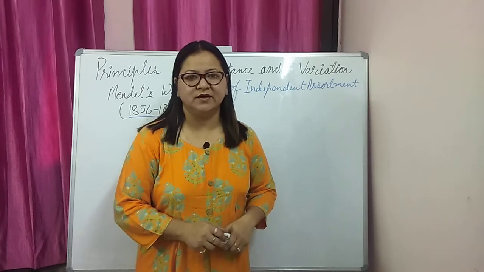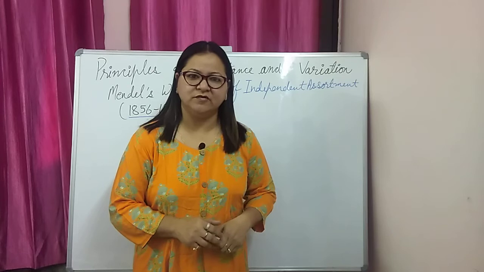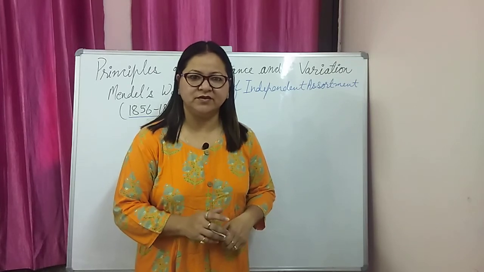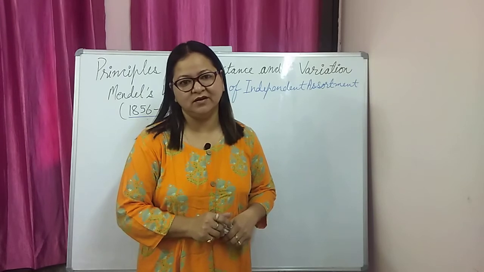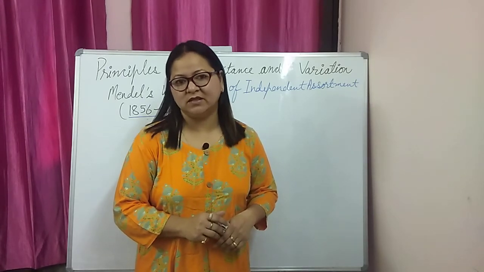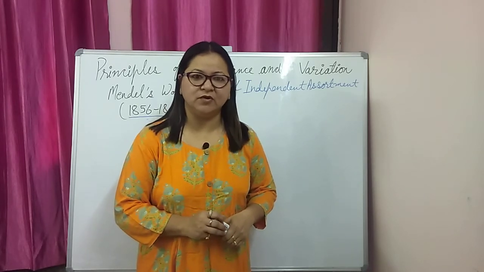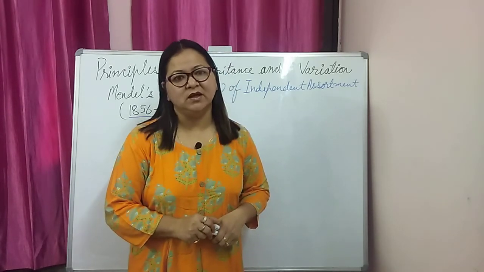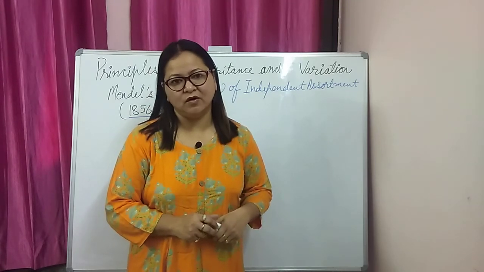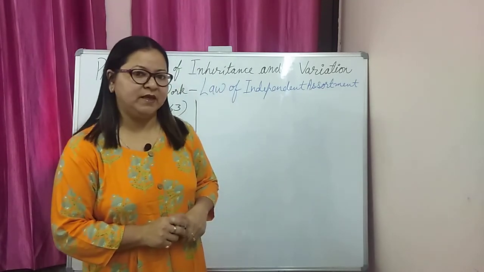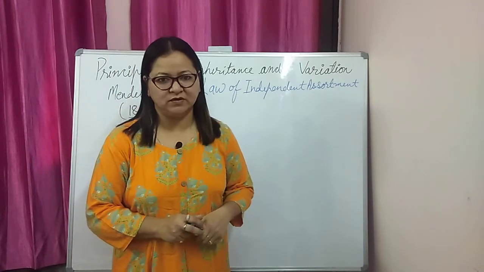Hello students, in the previous video I explained the laws of inheritance given by Mendel: the first and second laws, the law of dominance and the law of segregation, which can be explained with the help of a monohybrid cross. In this video I am going to explain the third law given by Mendel, and it is the law of independent assortment. This law can be explained with the help of the inheritance of two genes.